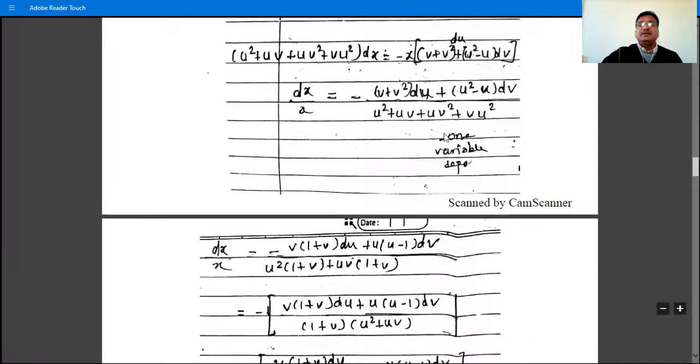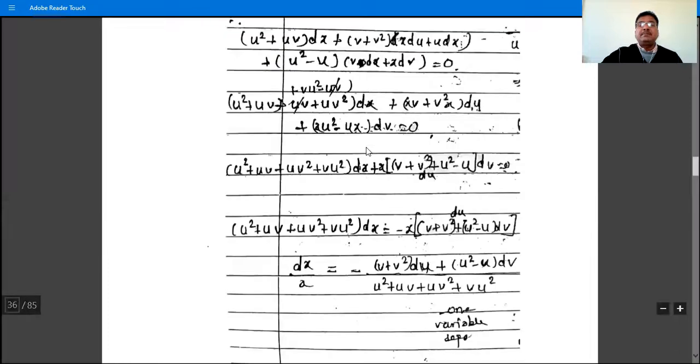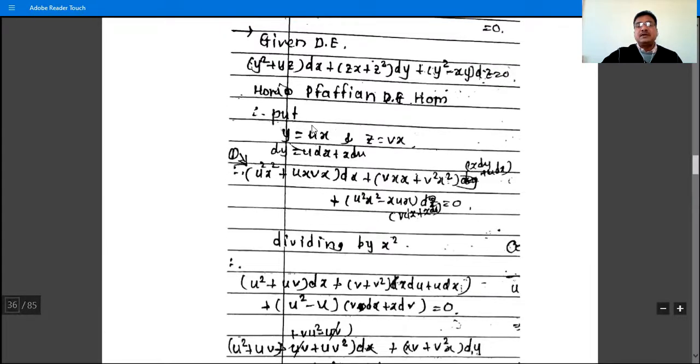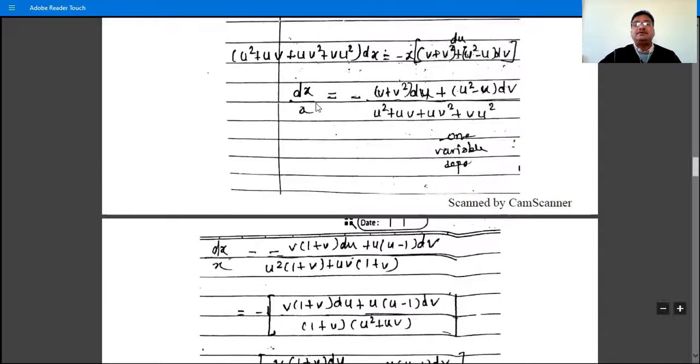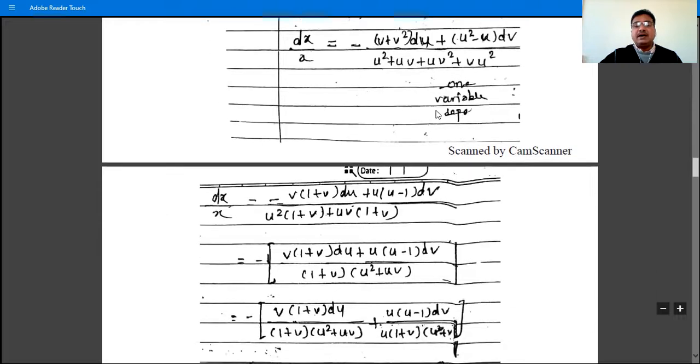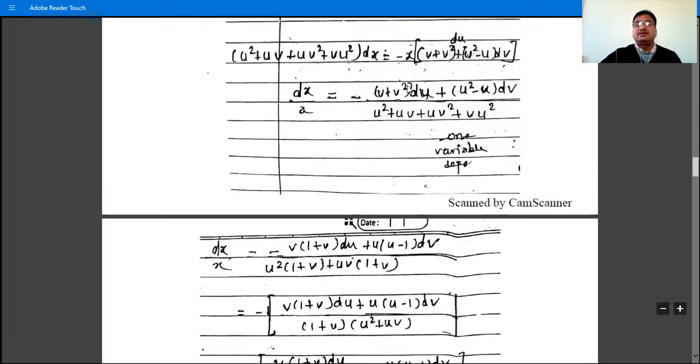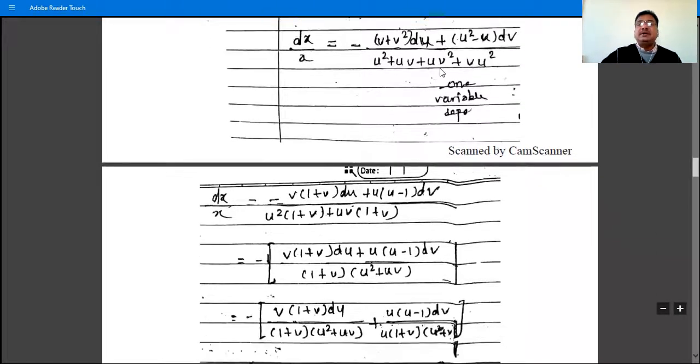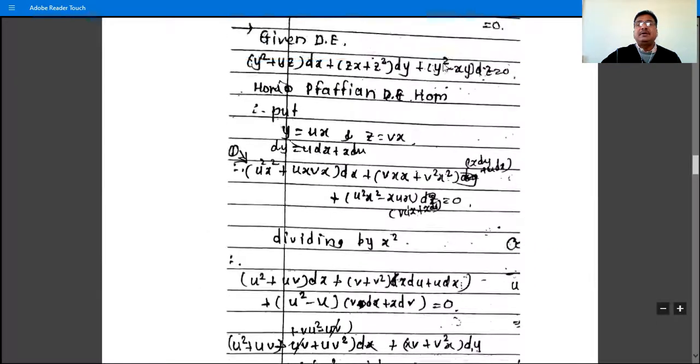Okay. And then this is now one variable separable. After this substitution, y is equal to ux and z is equal to vx, the given Pfaffian differential equation is converted to a variable separable differential equation. Then we have to integrate it. The integration of LHS is log x, but we have to integrate RHS also. So in order to integrate RHS, use the tricks, that is, adjust the derivative of the denominator in the numerator, or use the tricks given in the previous charts.